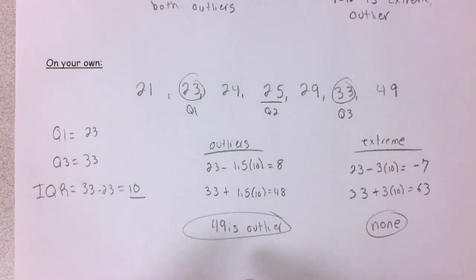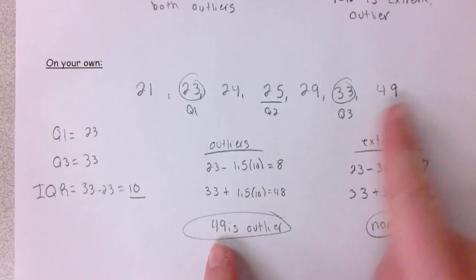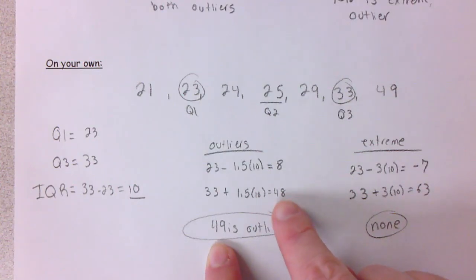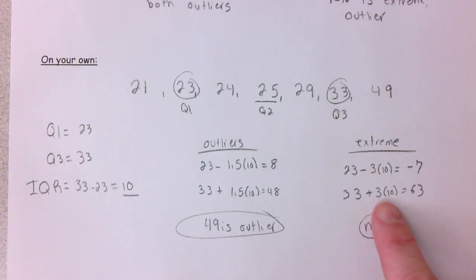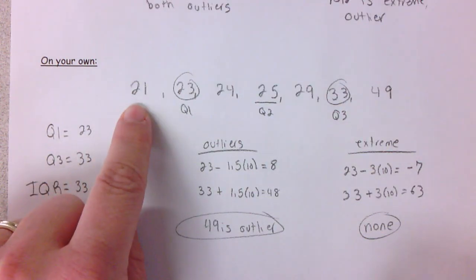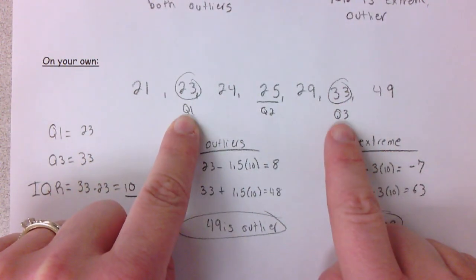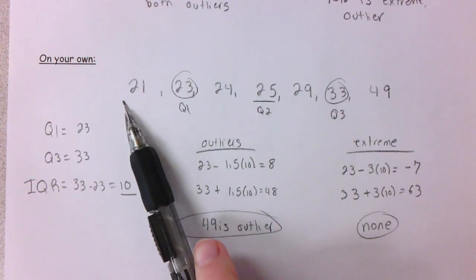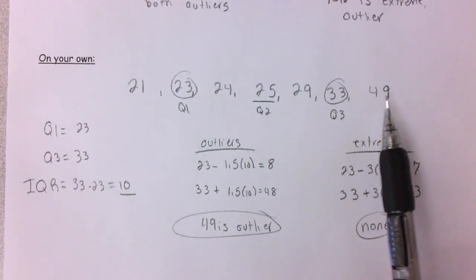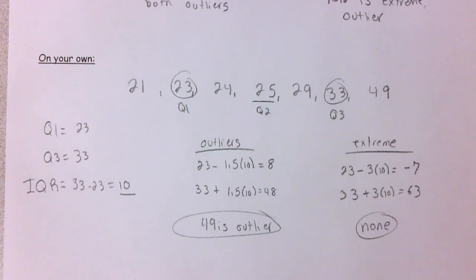So then, you can kind of predict this, since if 1.5 box lengths is 48 for 49, obviously 3 box lengths is going to be much further away than that, so this would be 30. So these are nice whole numbers. 10 is the length of the box. So if it's more than 30 less than 23, or more than 30 greater than 33, then you would have an extreme outlier, but we don't have any because it would be -7 and 63. And obviously there's nothing smaller than -7 down here, and there's nothing larger than 63 up there.